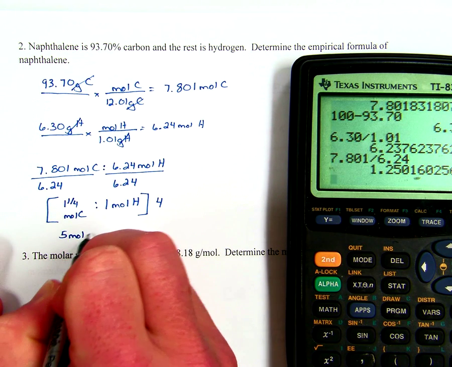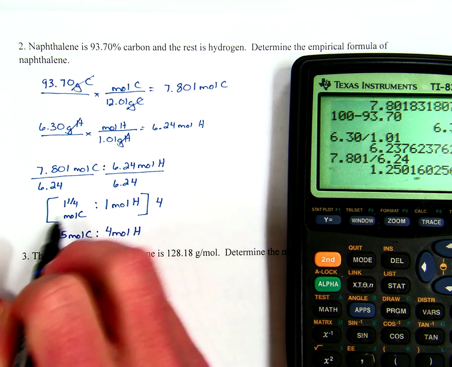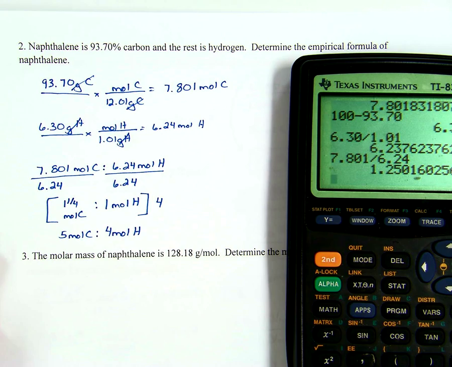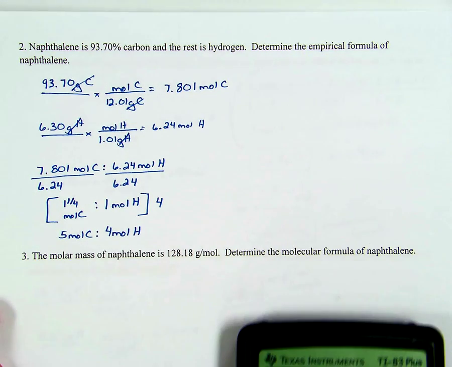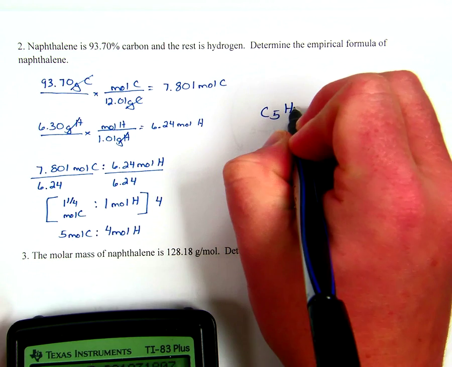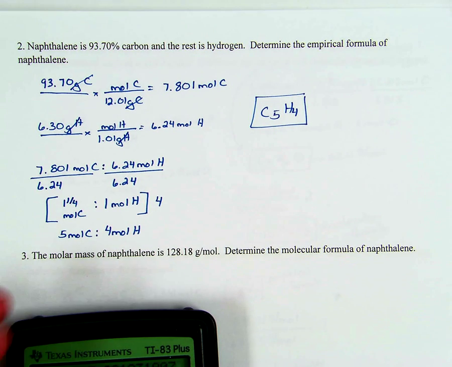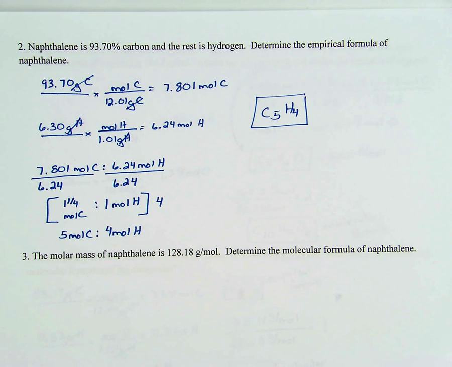So my empirical formula, we're done with that part, is C5H4. Okay, there is my empirical formula. Actually for that problem, that's all we were asked to do. The next problem goes along with this one. It gives us the molar mass of naphthalene. We're told it's 128.18, and we're asked to find its molecular formula.